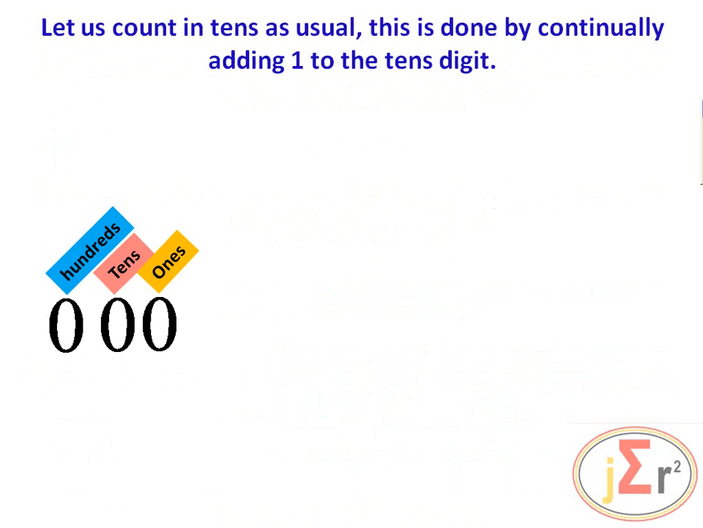Let us count in tens as usual. This is done by continually adding 1 to the tens digit.